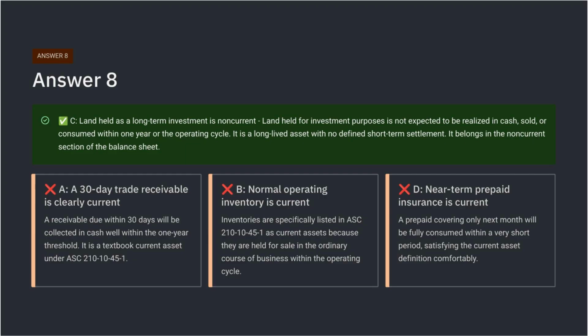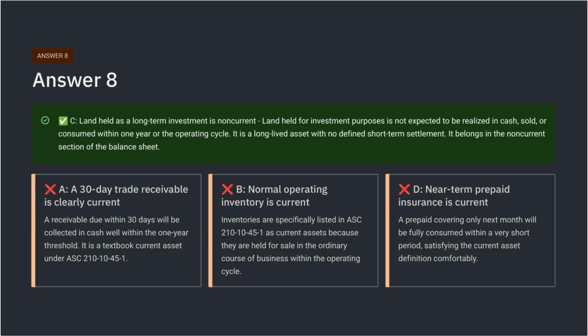Land held as a long-term strategic investment. Land held for long-term investment is not expected to be realized, sold, or consumed within the current operating cycle, so it is non-current. Option A is wrong because a trade receivable due in 30 days is clearly current. Option B is wrong because inventory held for normal sale is current in the ordinary operating cycle.